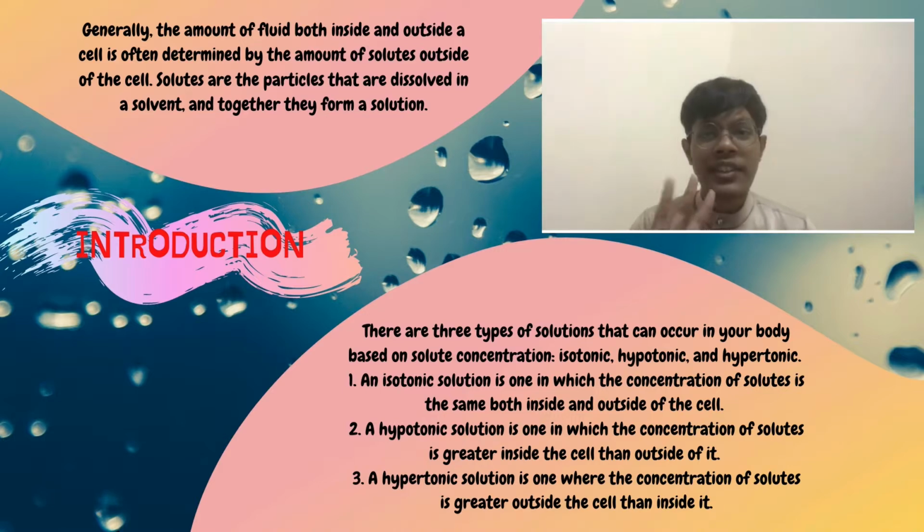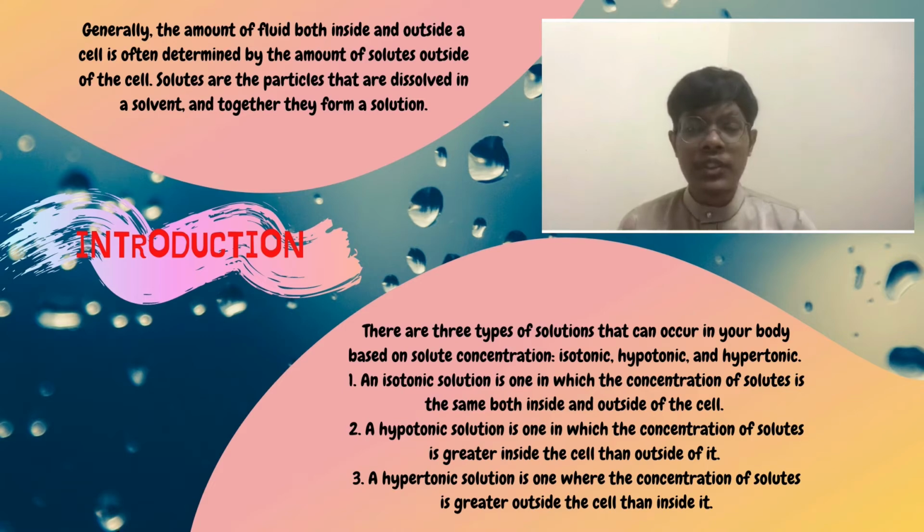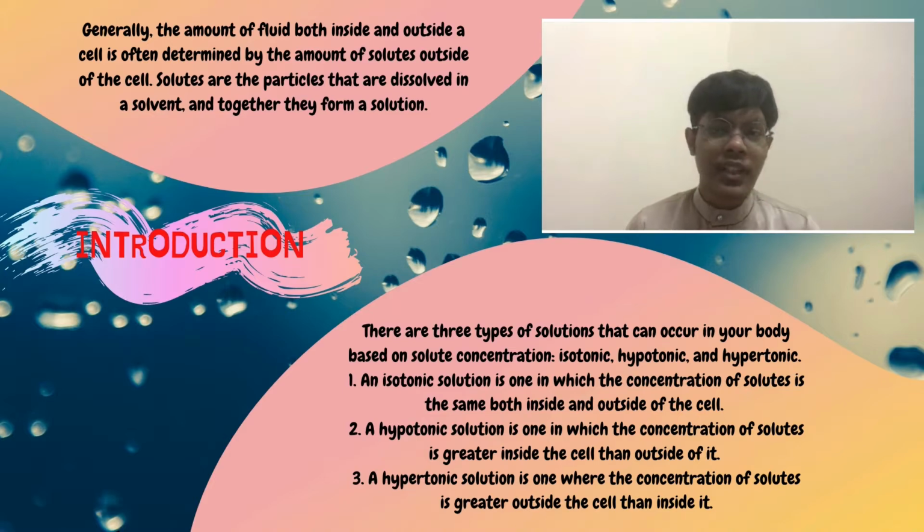There are three types of solutions that can occur in your body based on solute concentration. The first one is isotonic. An isotonic solution is one in which the concentration of solutes is the same both inside and outside of the cell.